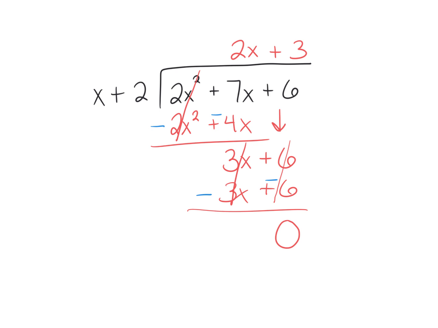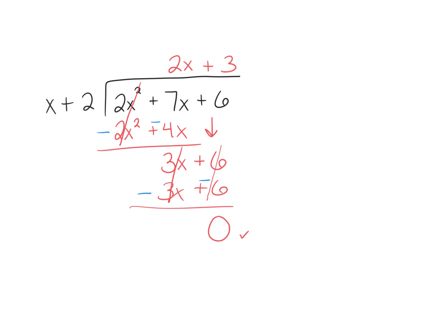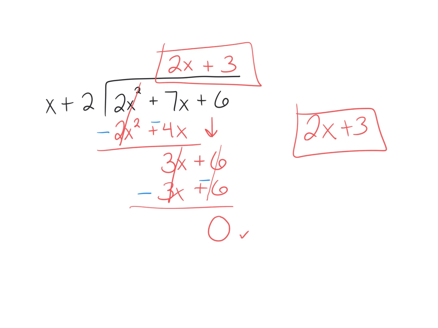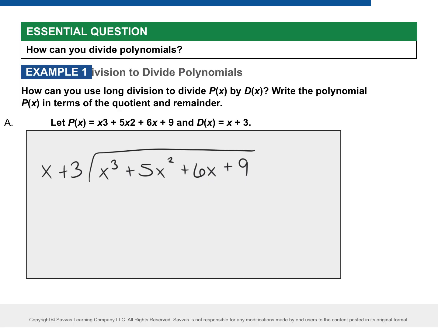So really, we want 0 to be the remainder, but is 0 my answer? No. What's my answer? 2x plus 3 is my answer. Or you could just circle it up here. Go ahead and try this problem on your own.